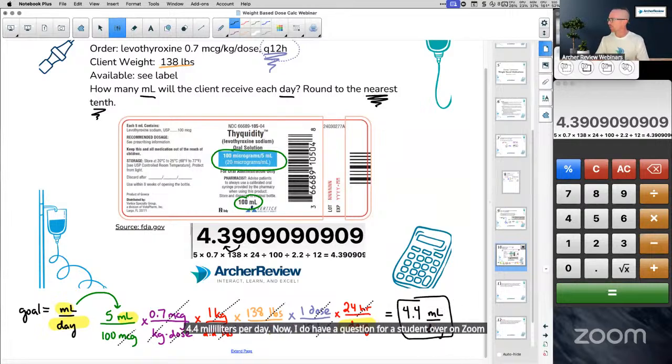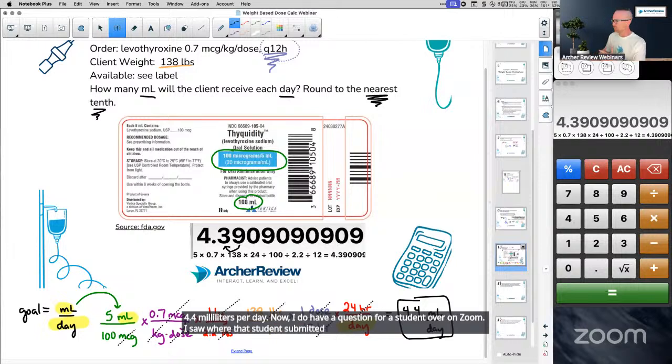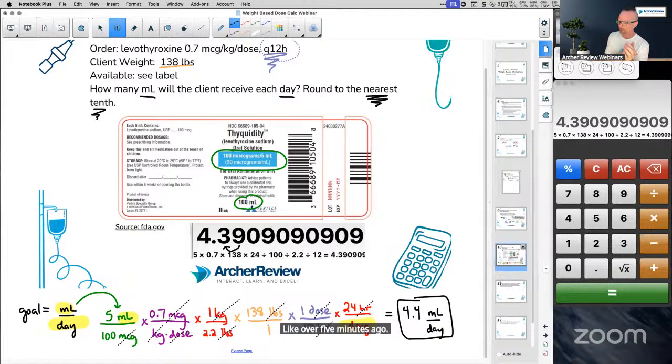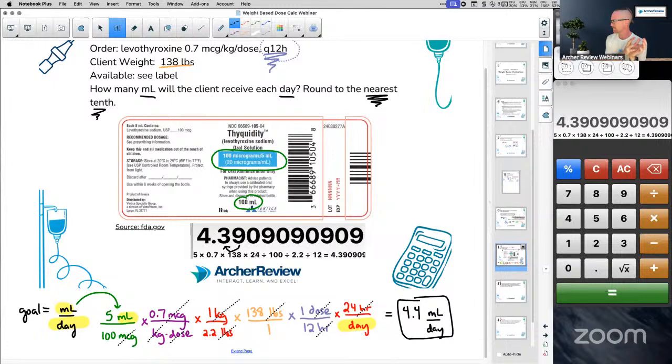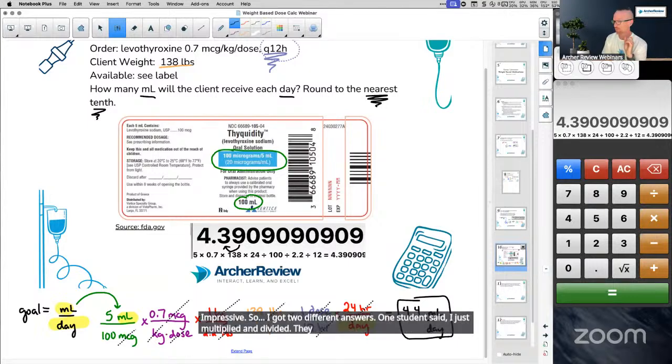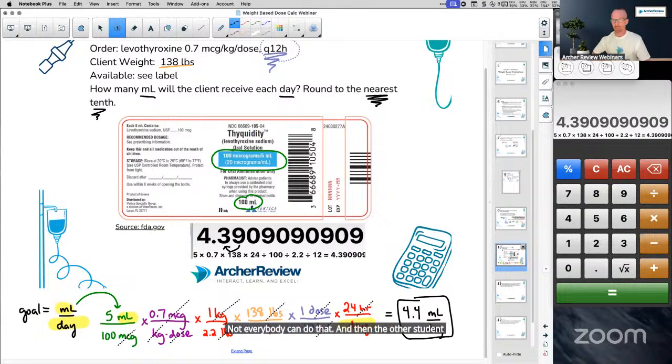I saw where that student submitted 4.4 milliliters over 5 minutes ago. So, question. Did you know when to multiply and when to divide, or did you do dimensional analysis? Hmm. Impressive. So, look, I got two different answers. One student said, I just multiplied and divided. They knew when to multiply versus when to divide. Not everybody can do that. And then the other student came right back after and said dimensional analysis.